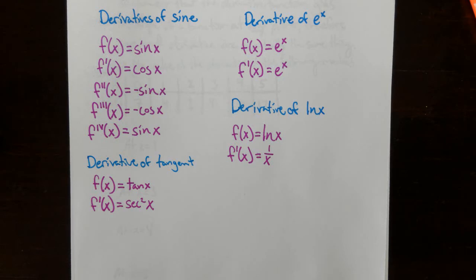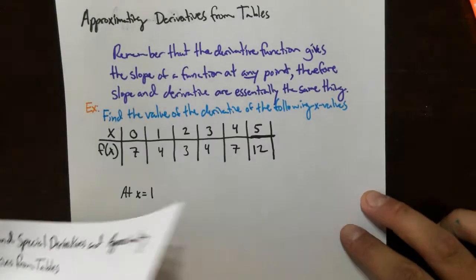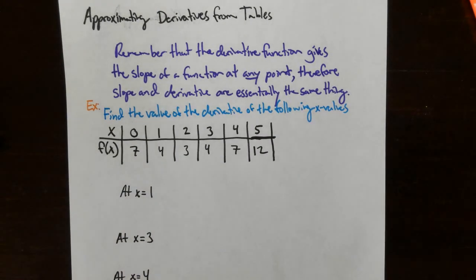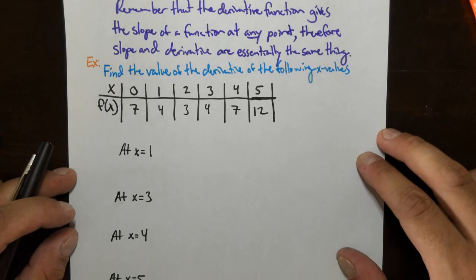All right. So let's talk about approximating derivatives from tables. So let's recall that the derivative function gives the slope of a function at any point. So slope and derivative are essentially the same thing, in the sense that if I'm asking for the slope of something, you can take the derivative to find it. Or if I'm asking for the derivative, you can just look at the slope of it, and that will give you the derivative value right there. So nothing like going straight to an example.